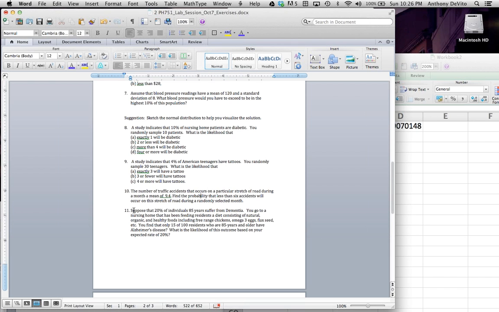Okay, so let's take a look at number 11. Suppose that 20% of individuals 85 years or older suffer from dementia. You go to a nursing home that's been feeding residents a diet consisting of natural, organic, and healthy foods, and so on and so forth. You find that 15 of the residents who are 85 years and older have Alzheimer's. What is the likelihood of this outcome based on your expected rate of 20%?